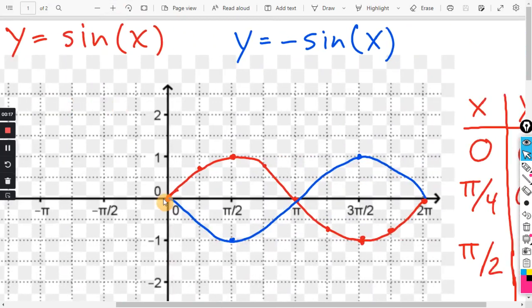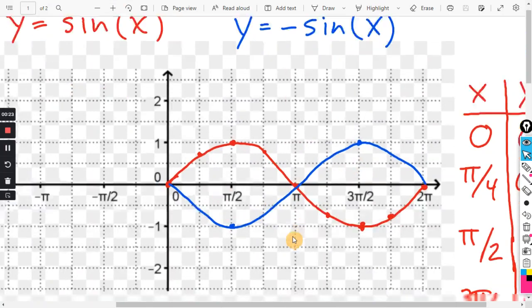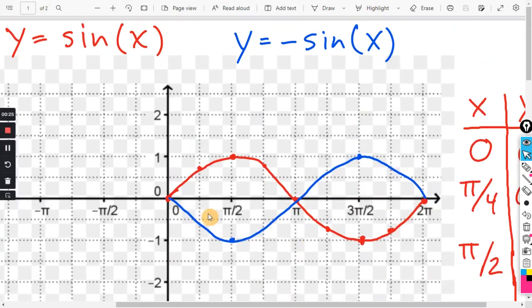The graph in red is y equals sine of x. The one in blue is y equals negative sine of x. Take note that y equals sine of x starts at the midline and heads to the max, whereas negative sine of x starts at the midline and heads to the minimum.